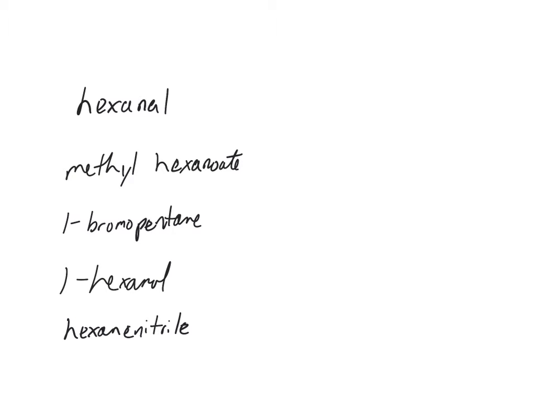So this is a Sapling question. We have essentially here 5 different molecules, 5 different functional groups. So the first one, what kind of functional group is that? An aldehyde. And this one, I know what that is. That's an ester.